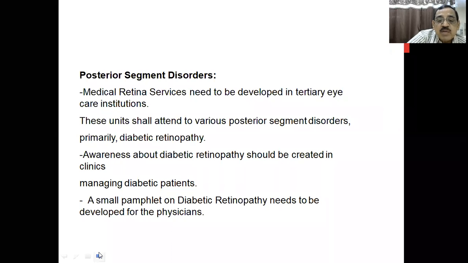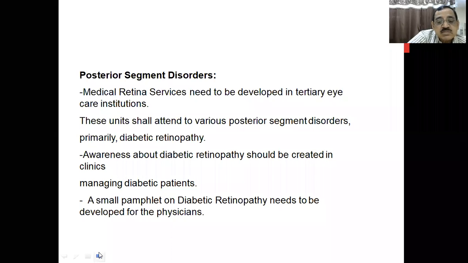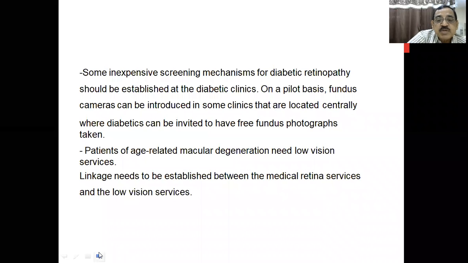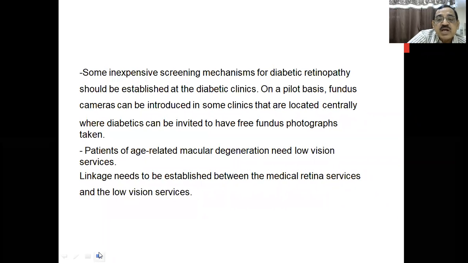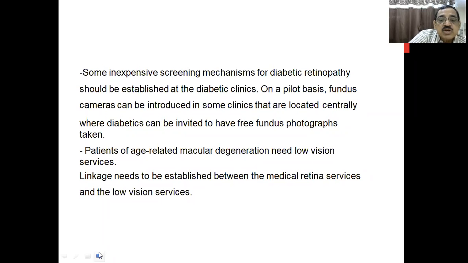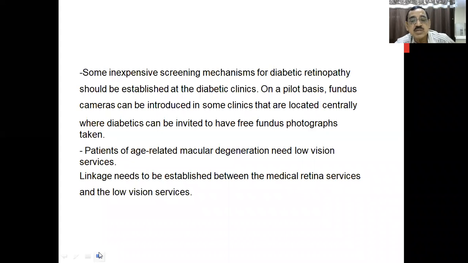Awareness about diabetic retinopathy should be created in clinics managing diabetic patients. A small pamphlet on diabetic retinopathy needs to be developed by the physician. Some inexpensive screening mechanism for diabetic retinopathy should be established in diabetic clinics. On a pilot basis, fundus cameras can be introduced in some clinics, located centrally, where diabetics can be invited to have fundus photographs.